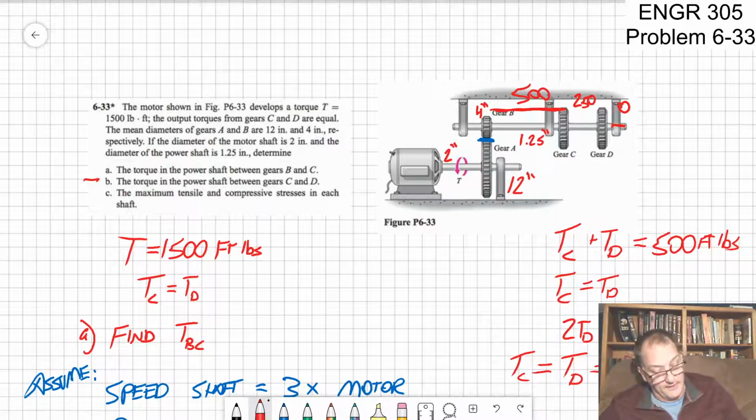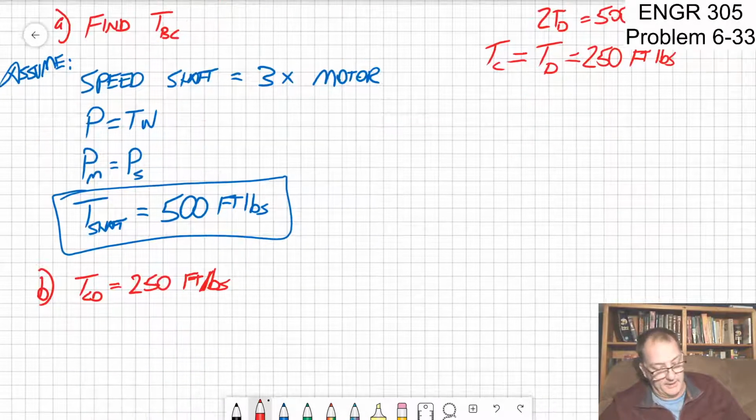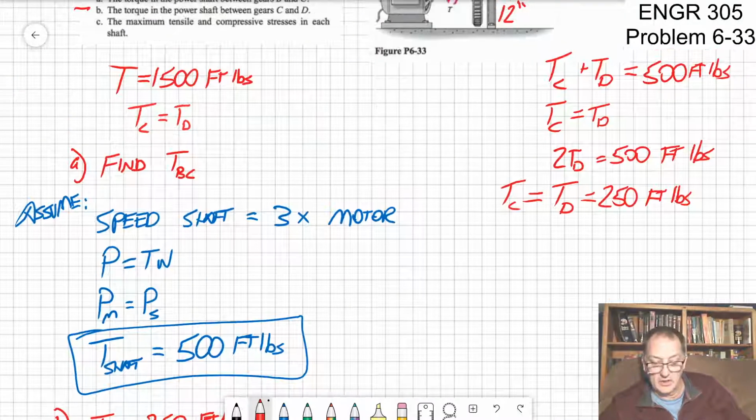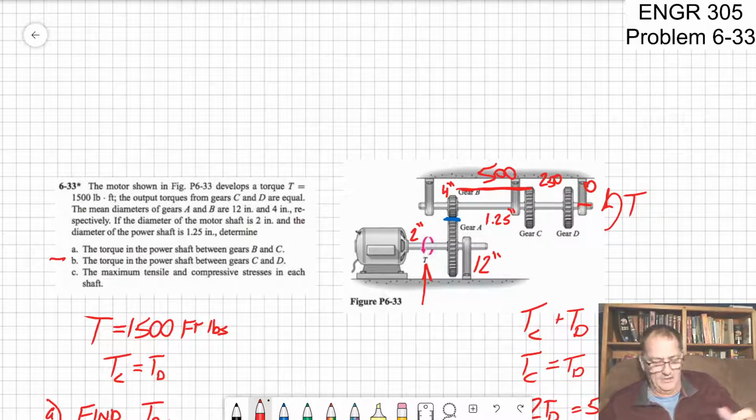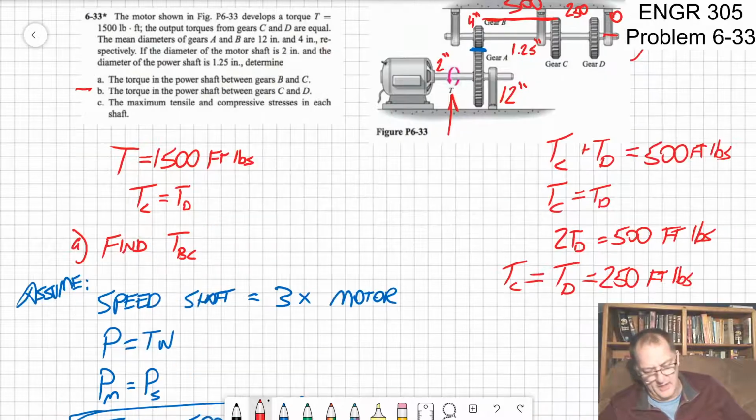Third question. The maximum tensile and compressive stresses in each shaft. That is a really interesting question, because these shafts are not under a tensile load. There's a load, there's a torque. That's all that we've got. We've got a torque being applied here. I don't have tensile and compressive. So what are they getting at?